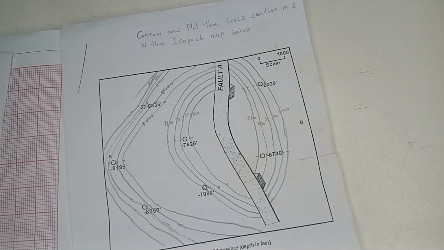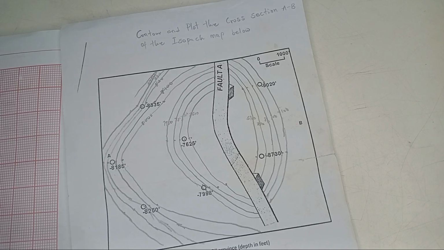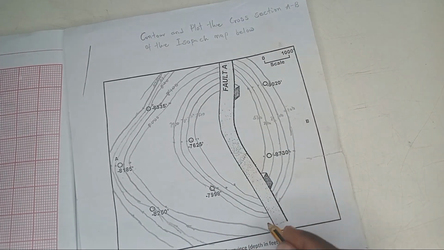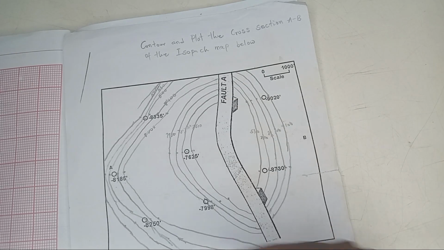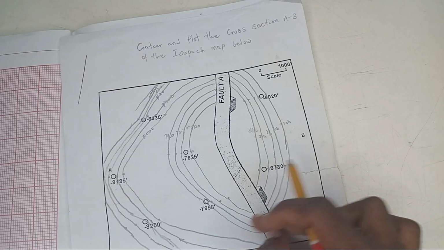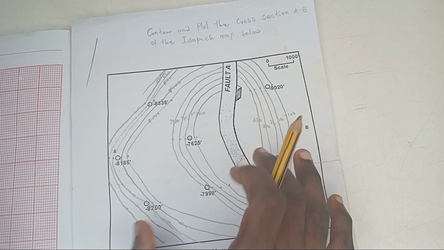So we're iterating on everything that we have said. For you to contour your isopach map, you need to pick your reference points that show the pattern of your contours. Normally it's supposed to be going around, but because of this fault line, these lines cannot pass through the fault lines. So for this exact map, this is how to go about it.